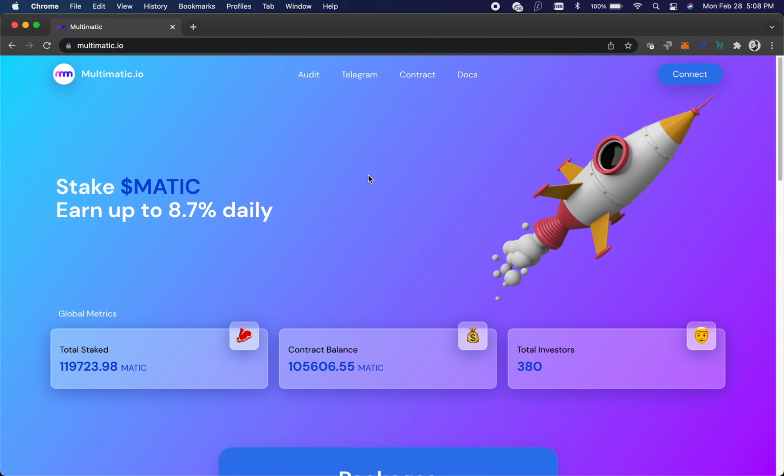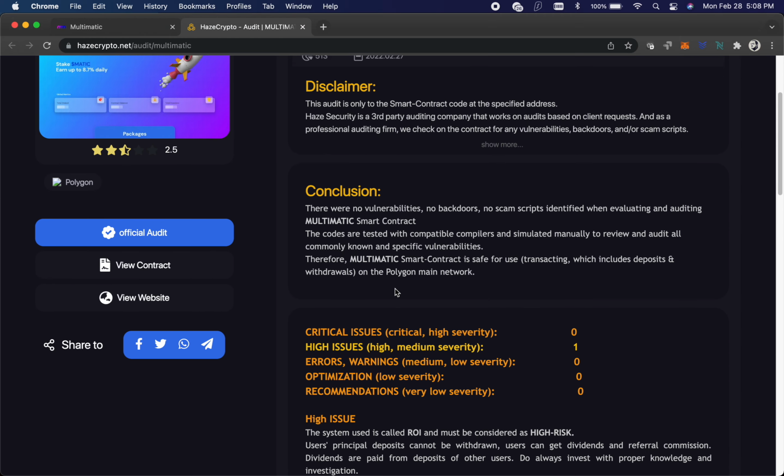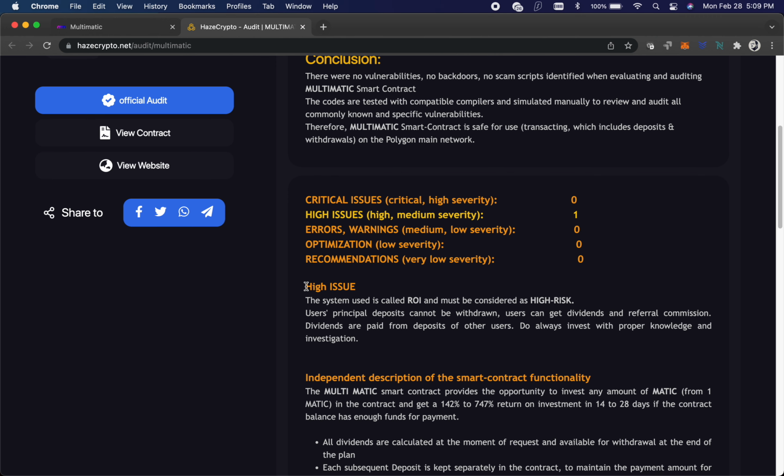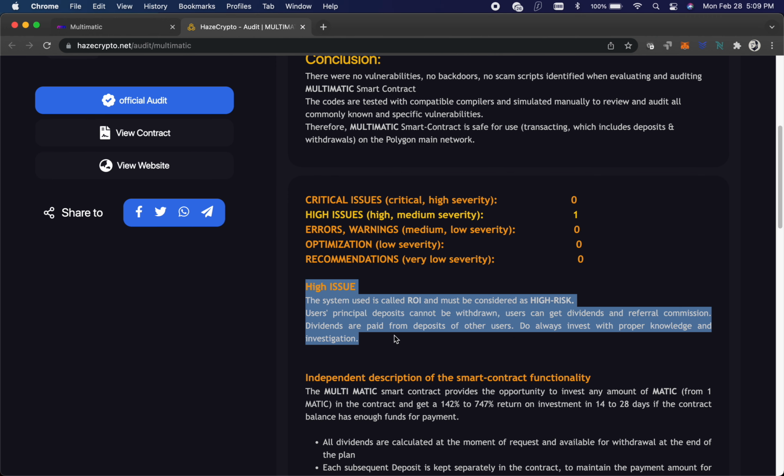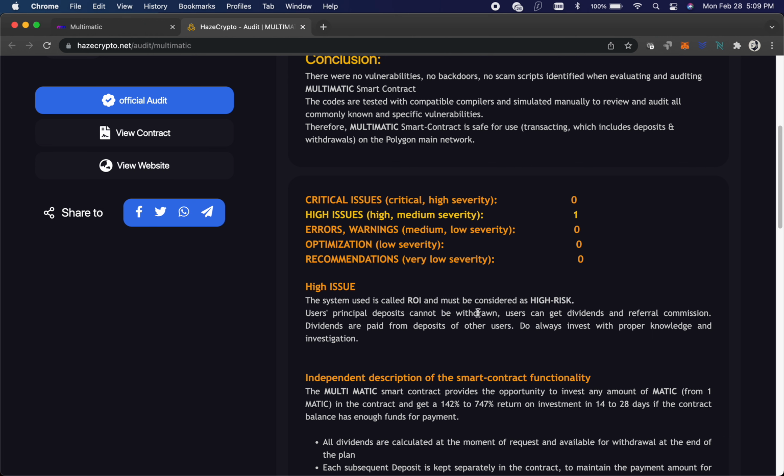So first, one of the biggest questions is, where do profits come from? Well, I've done videos before on the risk of ROI dApps, and it's mentioned there. The profits that you get from these come from other people's deposits. That's why, let's look at the audit here. When you see this high issue, and every single one has this in their audits, it says, dividends are paid from deposits of other users. So that's why these are so high risk.